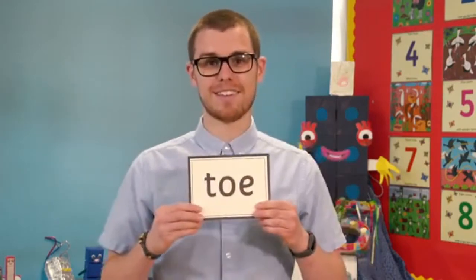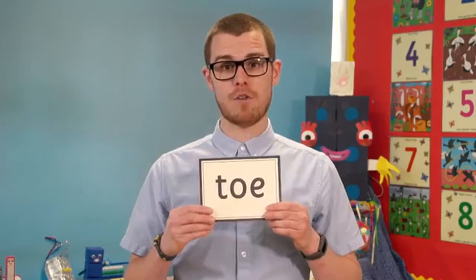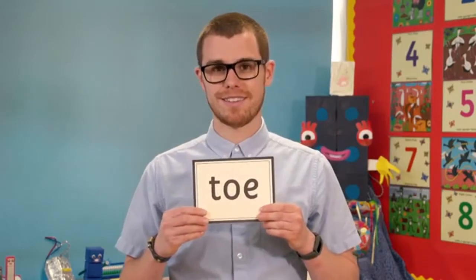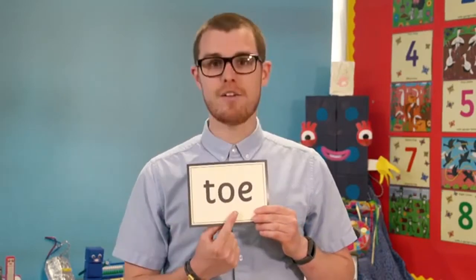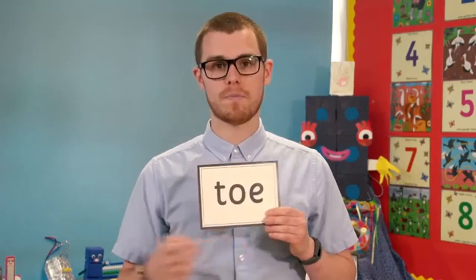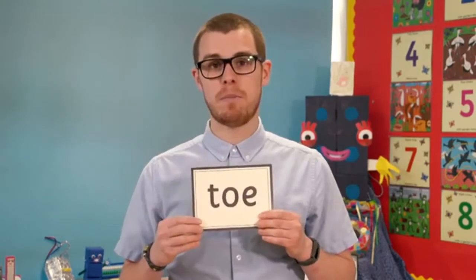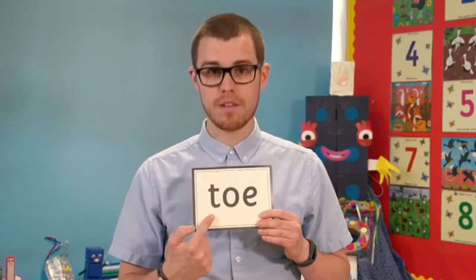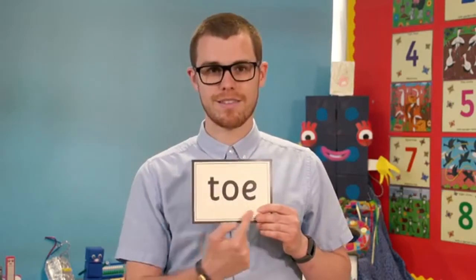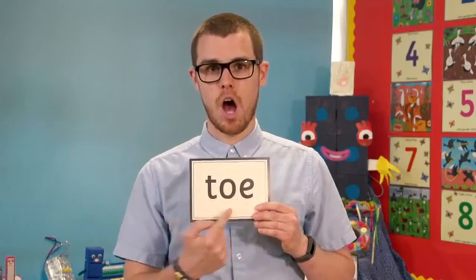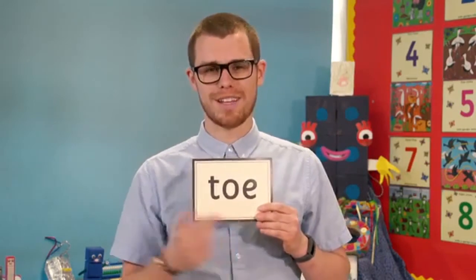Well done. Super sounds. Let's read some words with graphemes we already know. Here's my first word. Can you spot the digraph? Yes, the digraph is O. Now sound out and blend. T-O. Toe.